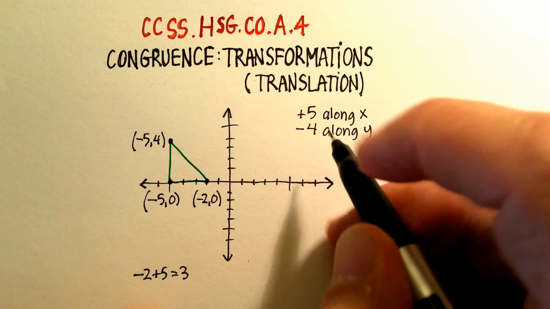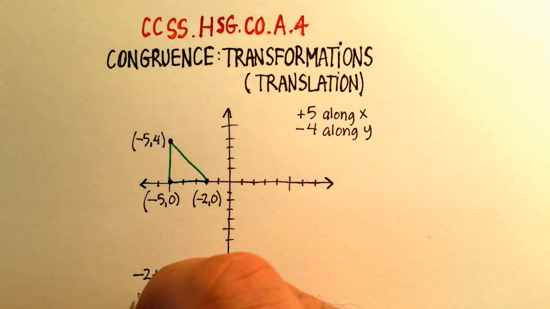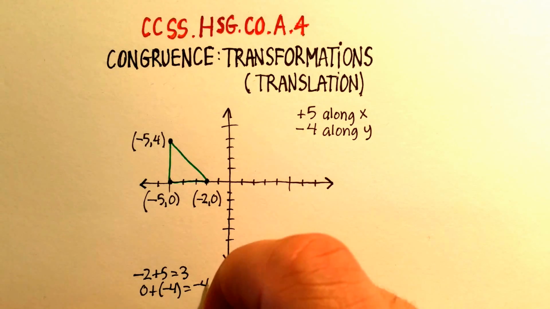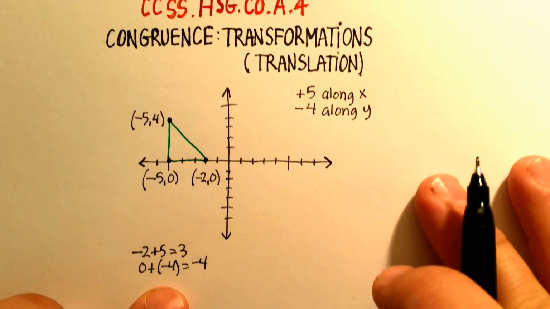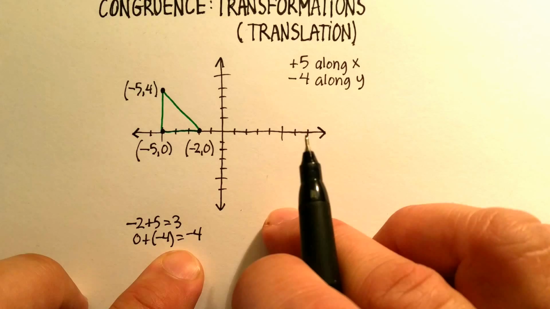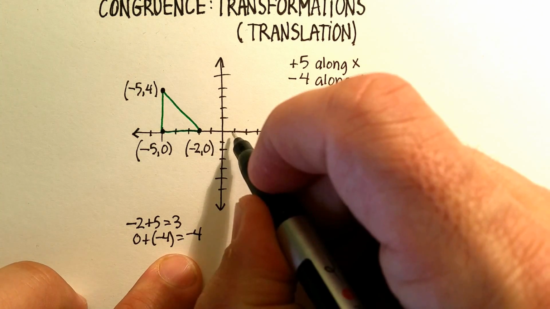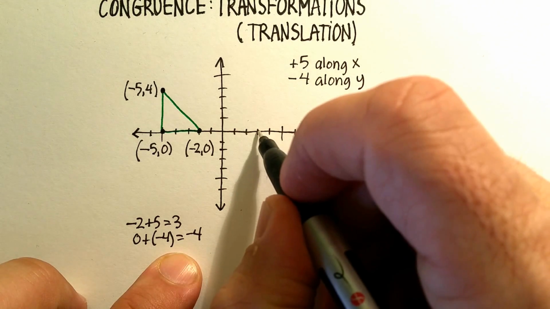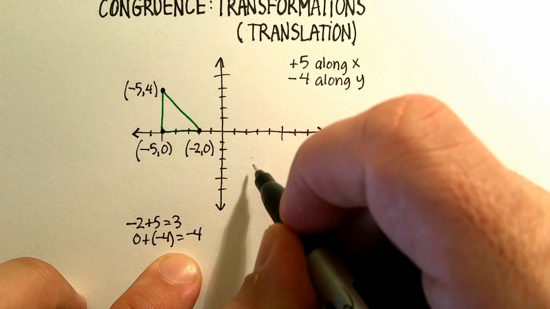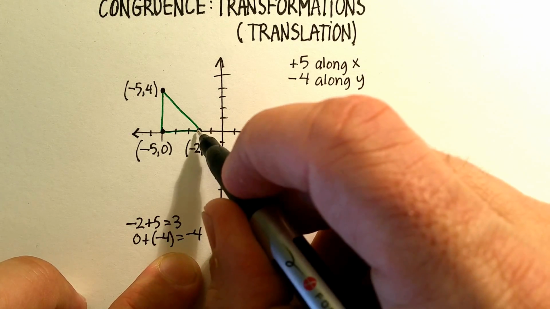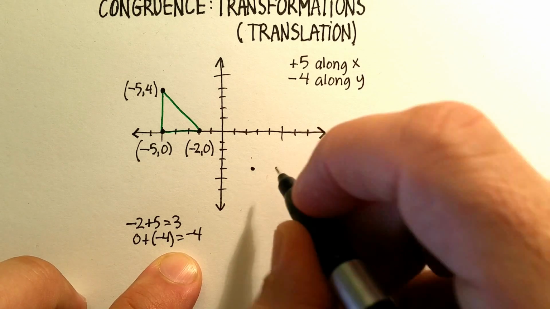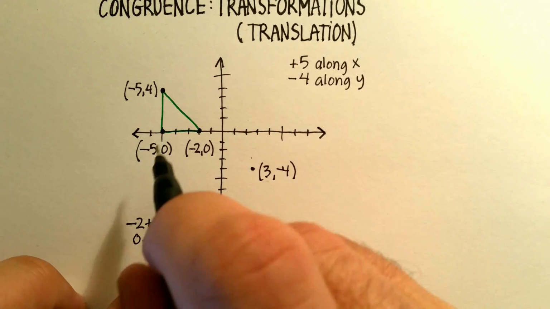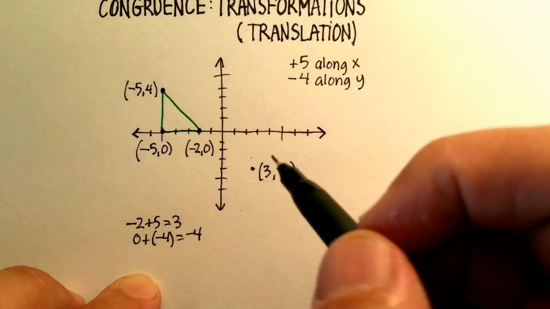So 0 plus a -4 gives me a -4. These would be the coordinates of that new point. So let's just do it: 1, 2, 1, 2, 3, and then 1, 2, 3, 4. So that point is now over here. And it would be the same thing with each of these points here.